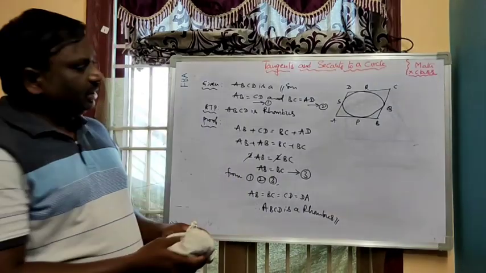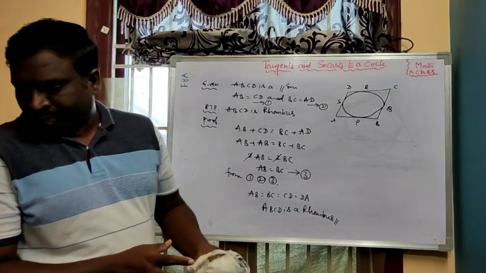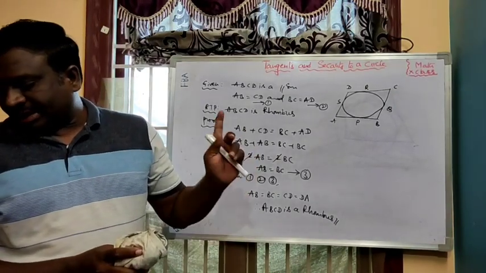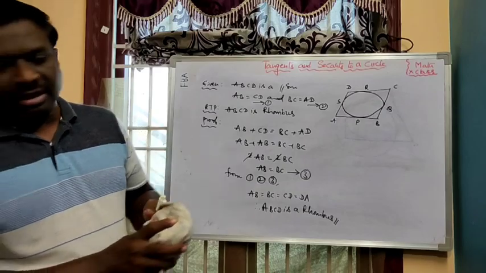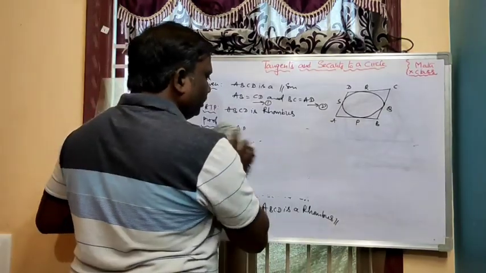So the last question, the fourth one: a triangle ABC is drawn. Hope you understand this question. Prove that a triangle ABC is drawn circumscribing a circle of radius 3 centimeters.